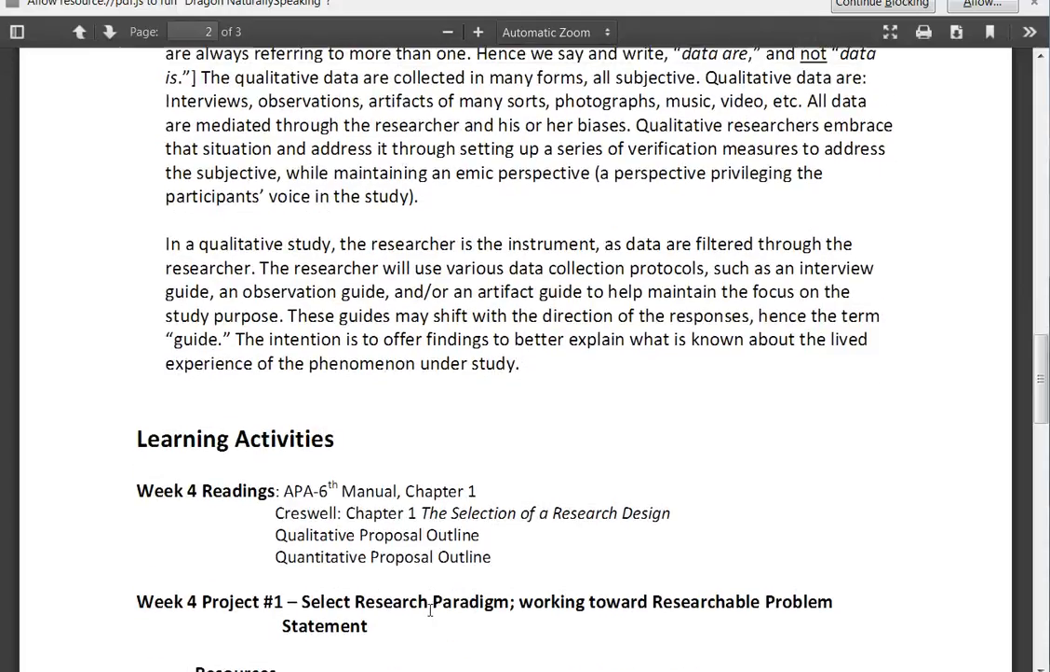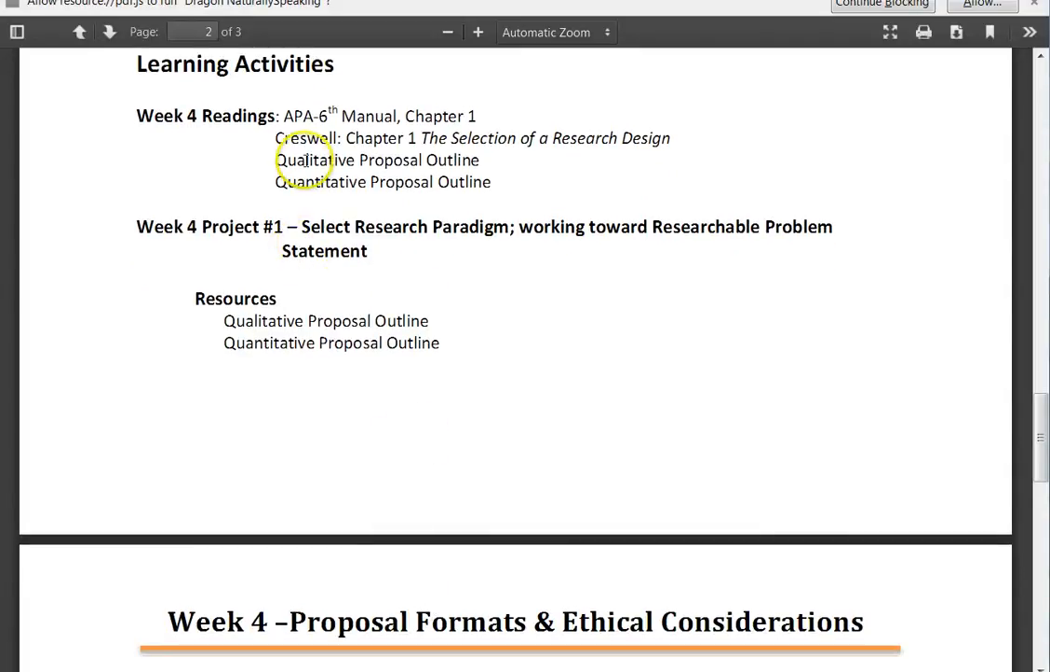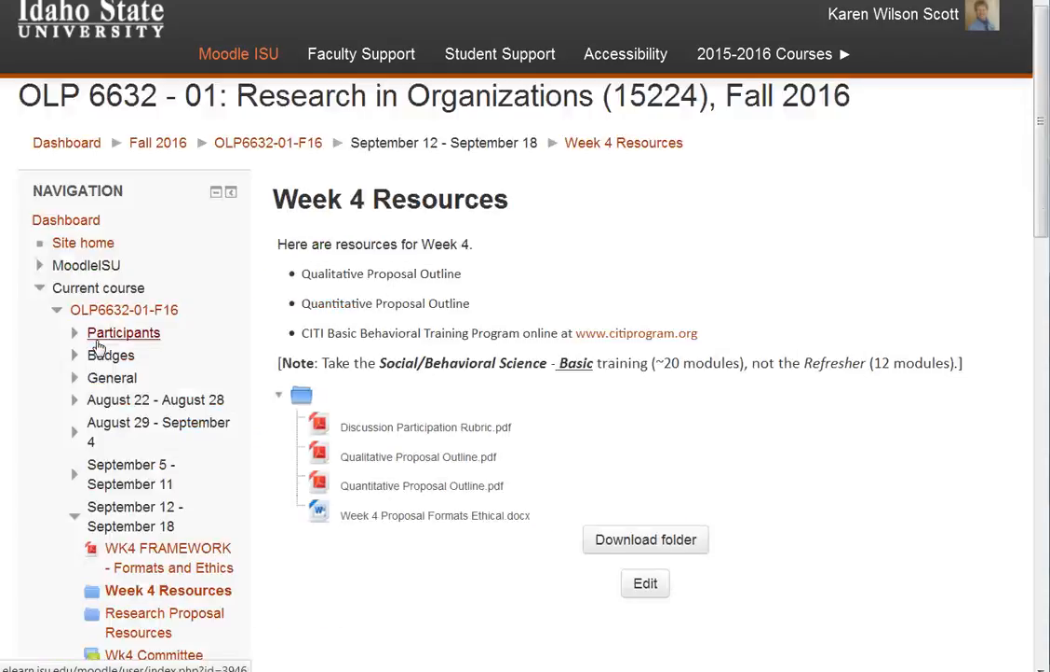So we move to our readings for this time, and particularly looking at the qual and quant outlines. We're going to just spend a couple minutes walking through those today, so that I can point out a couple of things that are different in each of them. You can find your qualitative and quantitative outlines in your Week 4 resources today. So those are listed in your Week 4 resources. So if you go into the resources, here they are. So let's just go ahead and get those.